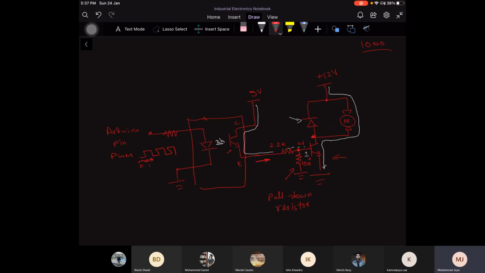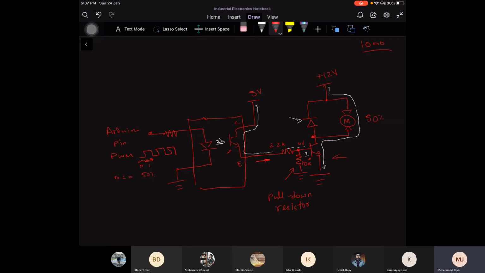Let's suppose the duty cycle is 50%. It means that 50% of the time the transistor is off, and for 50% of the time the transistor is on. Which means that the motor is actually running at 50% of its maximum speed.